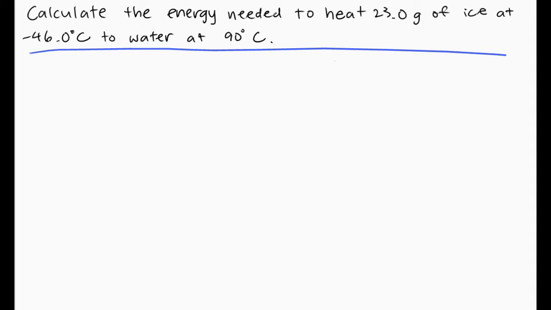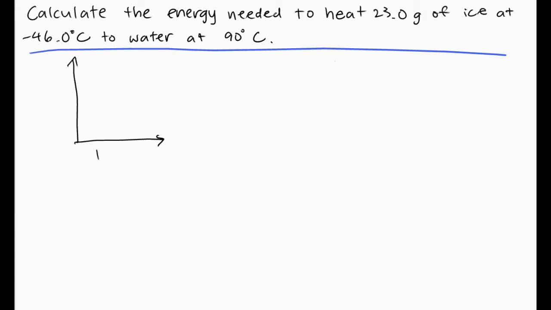Now let's move on to a phase change problem. Phase change is just tricky because you need to divide the problems into multiple sections, but the calculation part is actually pretty simple. So let's read this problem. Calculate the energy needed to heat 23.0 grams of ice at negative 46 degrees Celsius to water at 90 degrees Celsius. For these problems, it always helps to draw a graph just to complete your understanding. So let's do that.